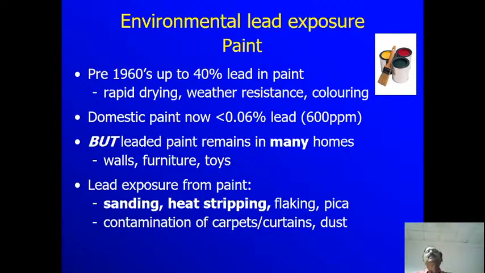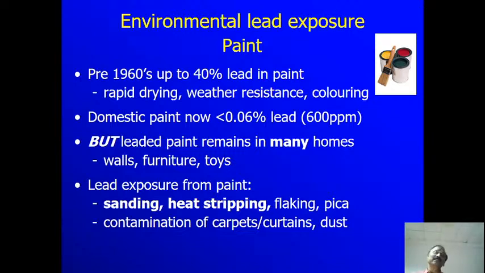Now, pre-1960, up to 40% of lead was present in lead paints. Then after that, they started decreasing it. The domestic paint now has very little lead. It still has lead, but a very small amount. Lead paint is also used in many homes, walls, furniture, toys.